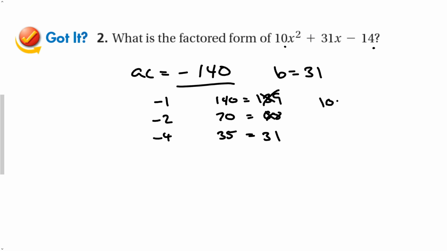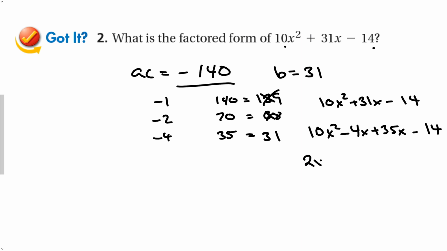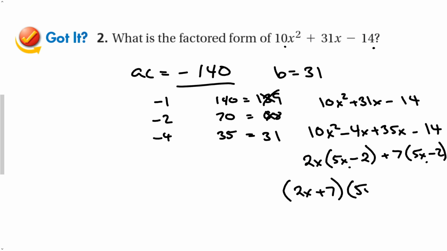All right, so let's get to my trinomial. 10x squared plus 31x minus 14. I'm going to break that middle term into the answer that I just got when I was looking at my factors. So that's 10x squared minus 4x plus 35x minus 14. Let's factor with grouping. These two together have a factor of 2x. That gives me 5x minus 2. And the other two have a common factor of 7, which is 5x minus 2. Double check. Are these two the same? They are. My answer becomes 2x plus 7 times 5x minus 2.